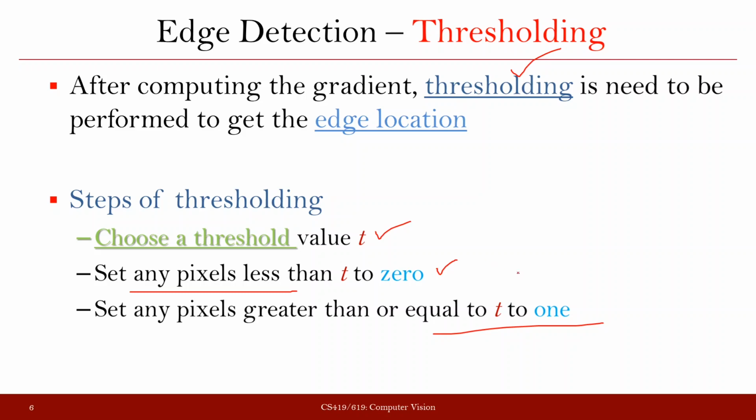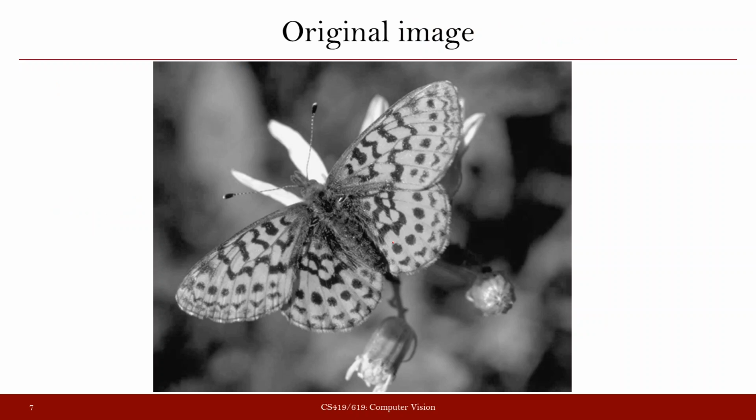So after thresholding, you will see that only the pixels which correspond to true edges will be visible. Now the question comes: how to choose this threshold t? Again, there is no fixed formula for this, though there are some approaches to compute an optimum threshold, but mostly this is decided based on hit and trial. Okay, so let us see one example.